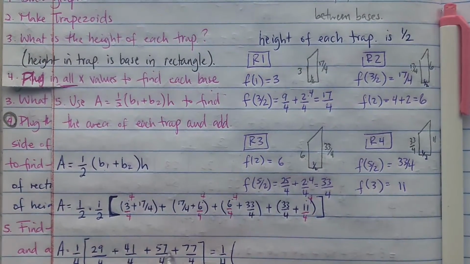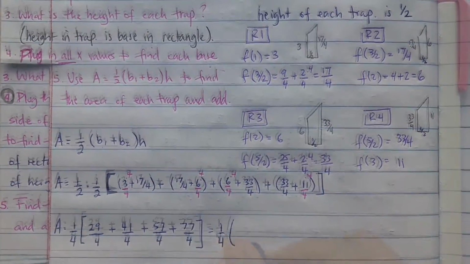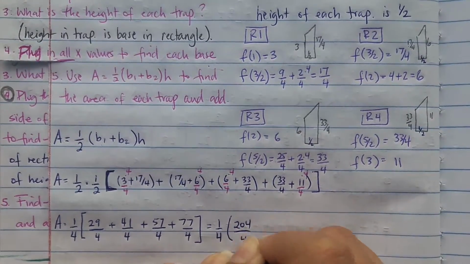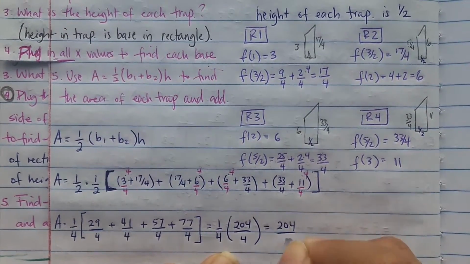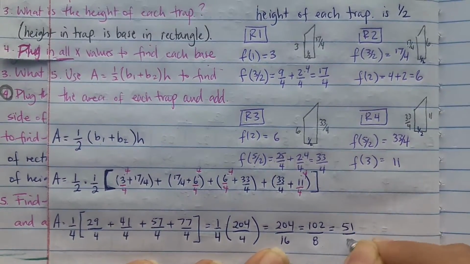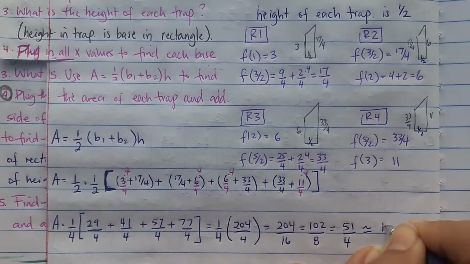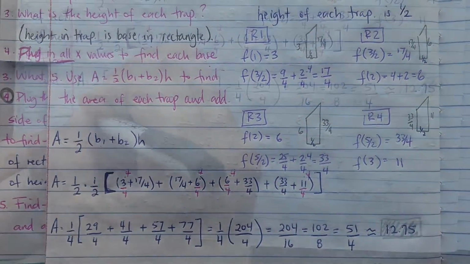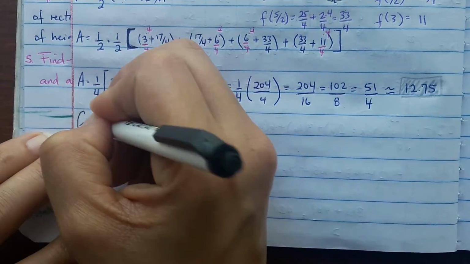So it's 1/4, and I can add all of them because they have the same base. That's going to add up to 204 over 4. Multiply the numerator, 204, multiply the denominator, 16. Simplify by 2, 102 over 8. Simplify by 2 again, 51 over 4, which is roughly 12.75. And that's pretty much it.